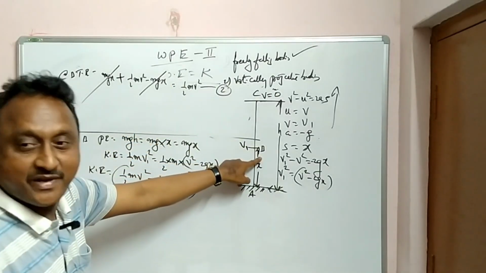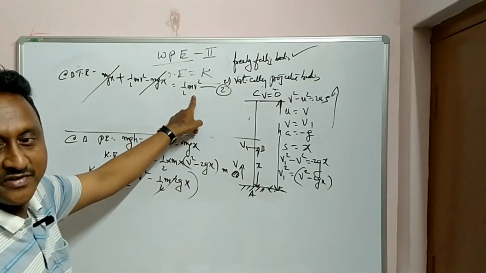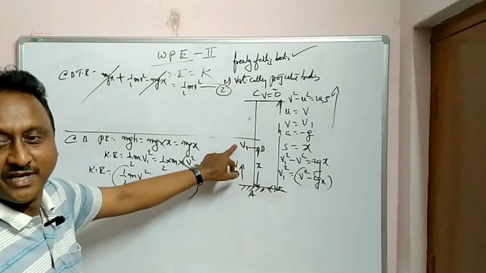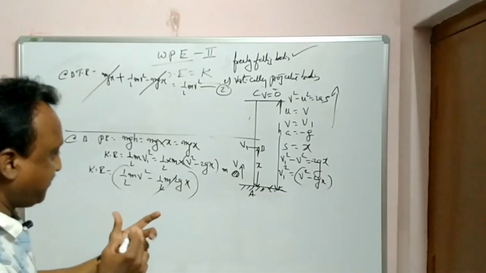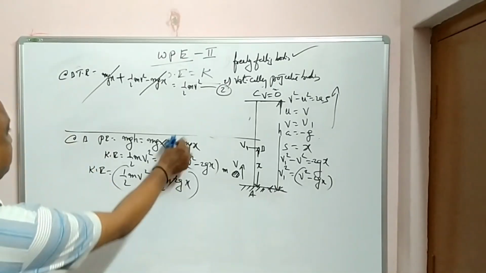Equation 2 at B, what did we get? We got as kinetic energy half mv square. That means already 2 points are proved. The total energy is constant. Now we have to prove the last point at highest point C. That also I will prove now. Okay? See here.